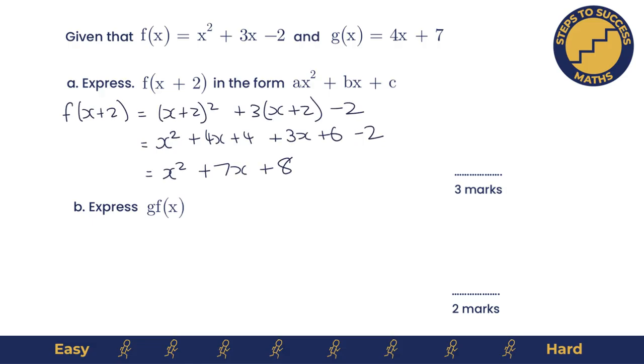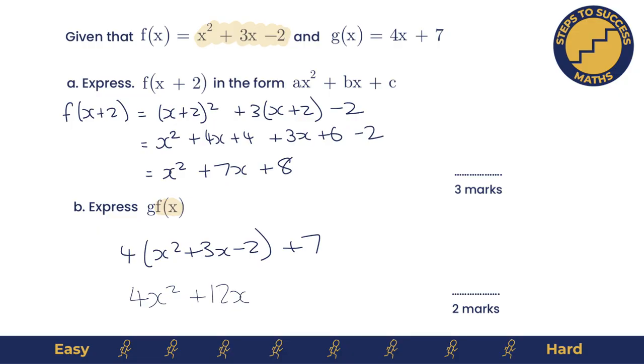Part B, express g of f of x. So we're going to do it the other way round this time. We're going to take f of x and put that into our g function. 4 bracket, x squared plus 3x minus 2, close bracket, plus 7. And then you need to multiply the 4, 3. So 4x squared plus 12x minus 8 plus 7. And then if we tidy that up, we've got 4x squared plus 12x minus 1.